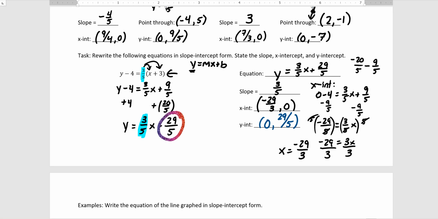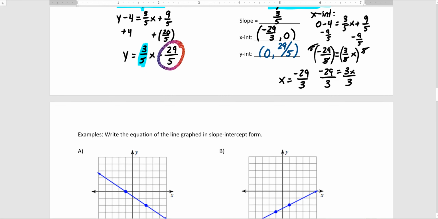All right. The key thing that I wanted you to realize is that this one line can be represented multiple ways. We could represent it as y minus 4 equals 3/5 x plus 9/5, or we could represent it as y equals 3/5 x plus 29/5. They represent the same line. It's just these forms tell us different information. This one tells us the slope and a point that it goes through, while the one in slope-intercept form tells us the slope and the y-intercept. So depending on what information we want, we could get the equation in different forms.